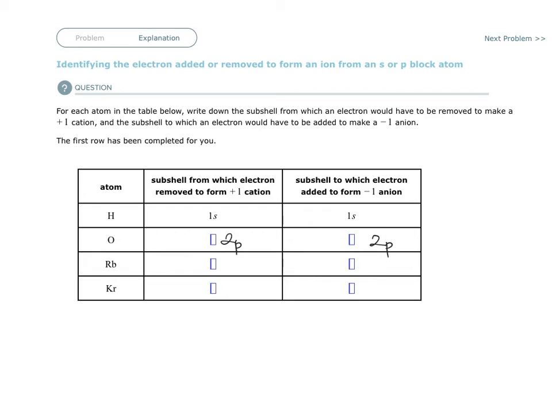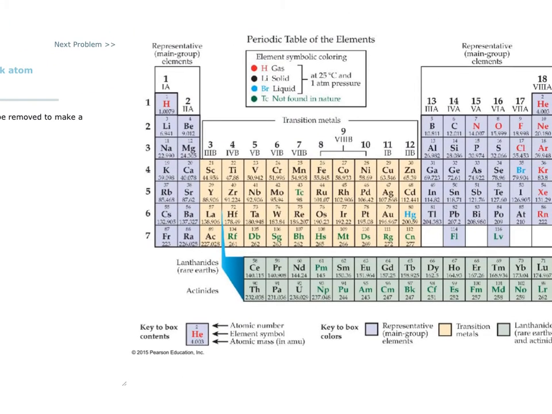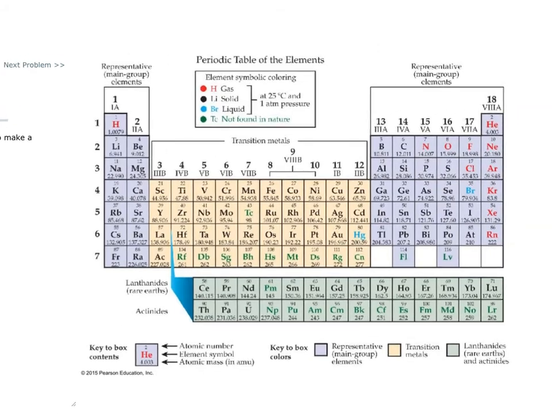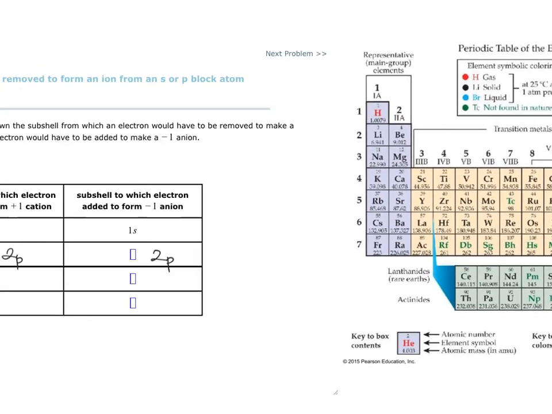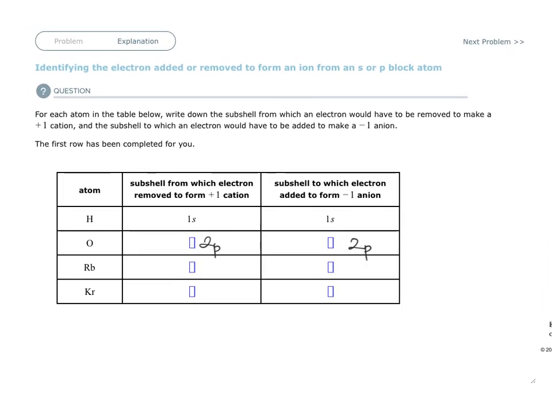Okay, what about rubidium? Rubidium is in this subshell. If you add one, it'll look like strontium, so it'll be in the 5s. What if you lose one? If you lose one, here's where you are, in the 5s, so you lose it from the 5s. I also gain it by putting it in the 5s. So rubidium would be the 5s both times: rubidium 5s, rubidium 5s.